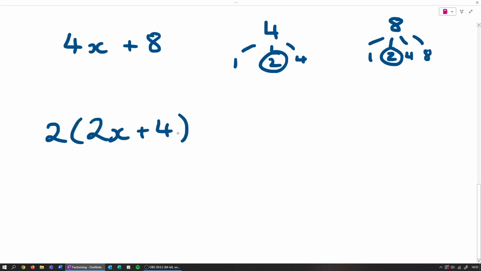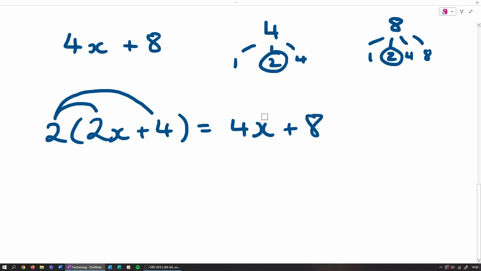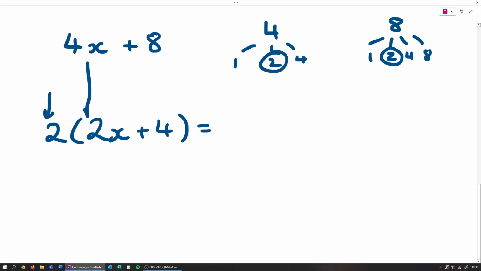Now, how did I do this? Well, I've taken the 2 out, and then I have thought in my head, what do I have to put in this bracket so that when I multiply it out, I will go back to the original? Because if you multiply this out now, you get 2 times 2x, which is 4x, plus 2 times 4, which is 8. So I have done it correctly, but how did I do that? Well, I subbed the 2 out, and then I divided each term by the number I subbed out. As you can see, I subbed the 2 out, and I divided the 4x by 2, and the 8 by 2. So this principle works for all of them.